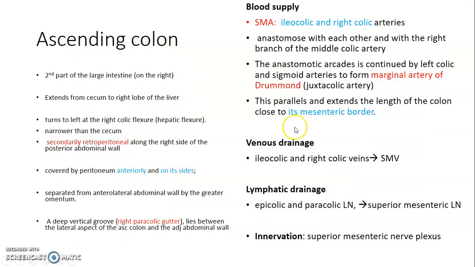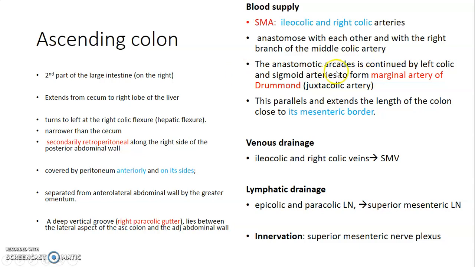So the blood supply to the ascending colon is by the superior mesenteric artery. This superior mesenteric artery gives the ileocolic and right colic arteries that go to the ascending colon. These usually anastomose with each other, and they also anastomose with the right branch of the middle colic artery. So superior mesenteric gives ileocolic and right colic that will anastomose with the branch of the middle colic artery.